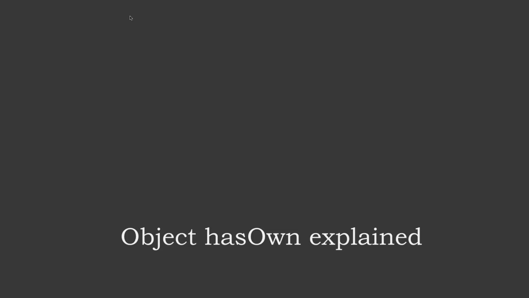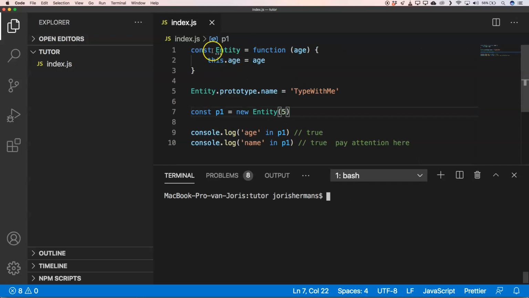In today's episode I want to talk about Object.hasOwn and show you what it can do with your code. Imagine we have a const entity that accepts an age, and that entity can have a prototype where we put the .name onto it, and then we say we want to use Type With Me.